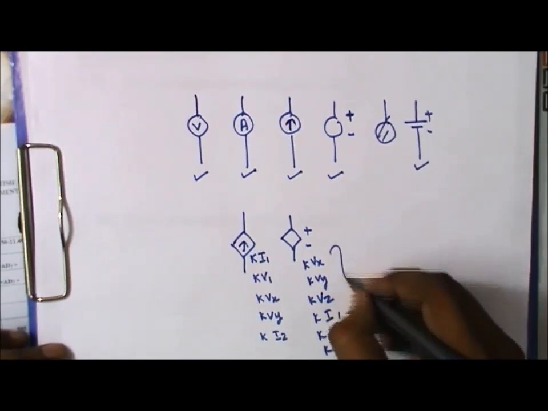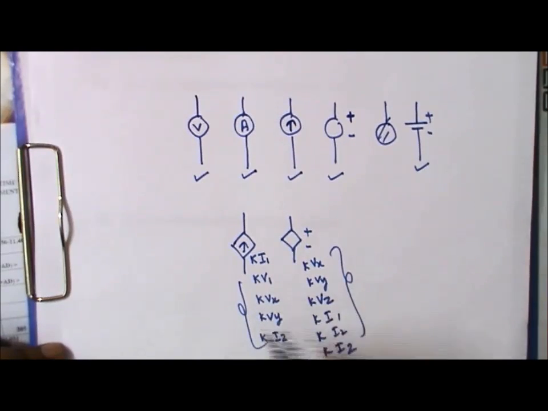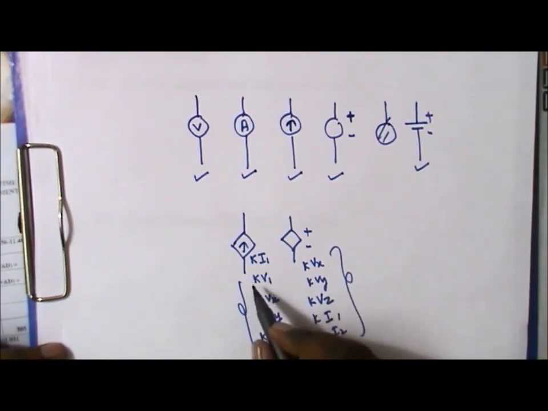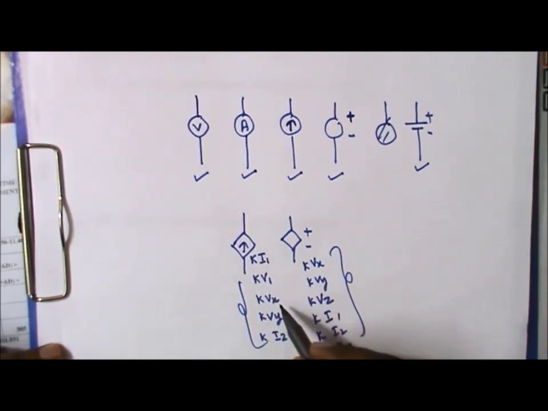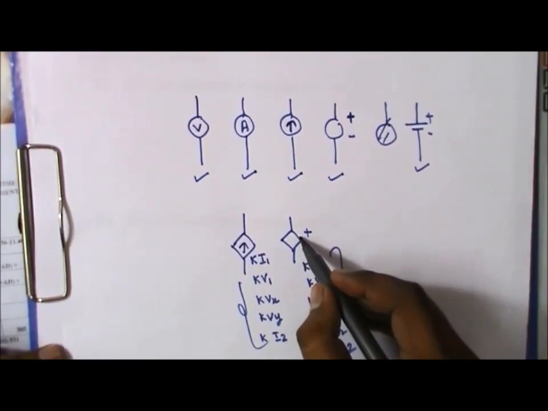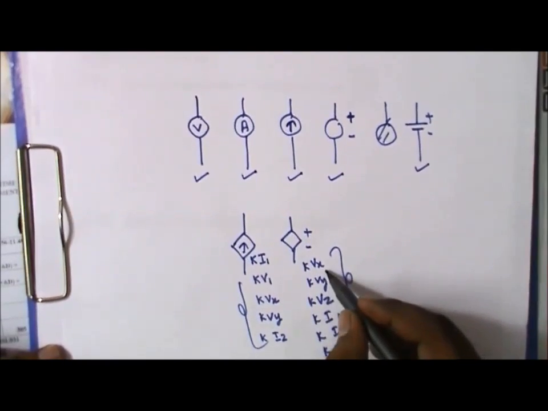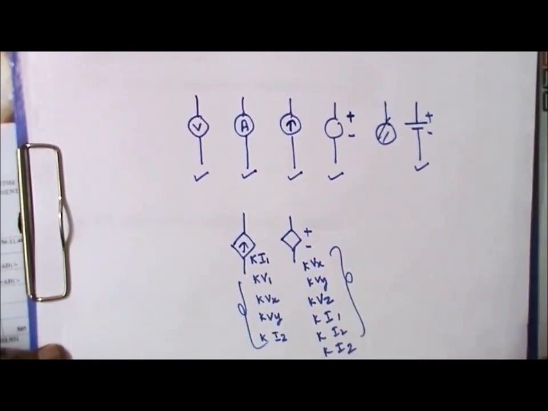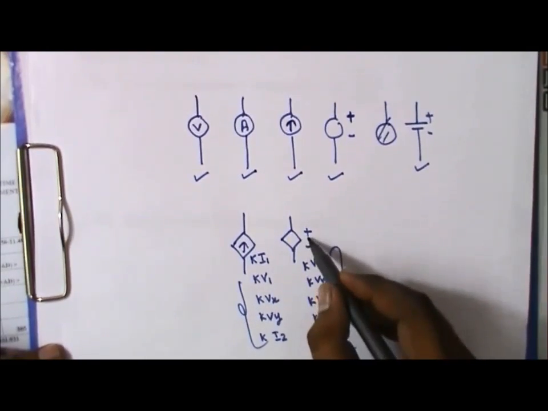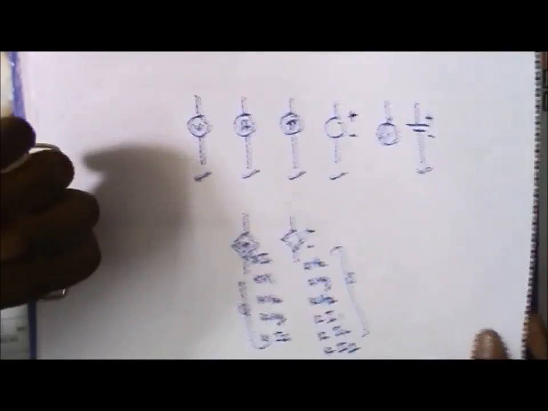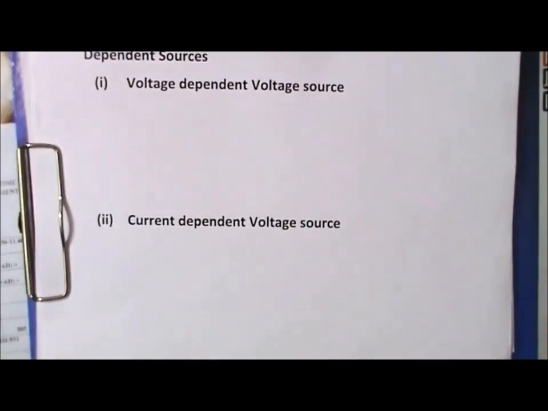So what is the significance of it? What are we calling K or something like this? In the current source we are using the current I. In the current source we are using a voltage V. In the voltage source we are using the voltage Vx, Vy, Vz and whatever we have seen in the books. Similarly, in the voltage source we have seen the current. So what is the significance that we are going to discuss?